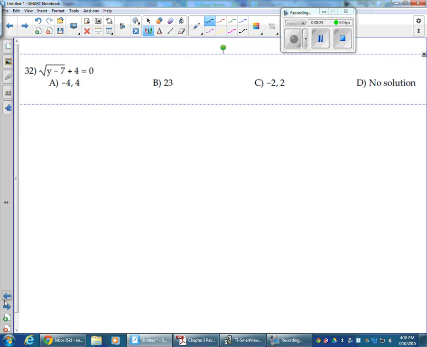Number 32, before I do this one, I have to isolate the square root. So it was the square root of y minus 7 plus 4 equals 0. So when I move that over here, it becomes the square root of y minus 7 equals negative 4. You can't have a square root that equals a negative number. And I'll show you why. Let's just say we solve this the regular way. The answer is going to be no solution. I can't have a square root equal to a negative.